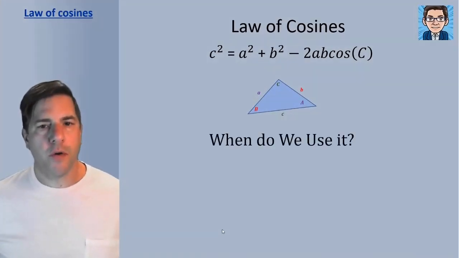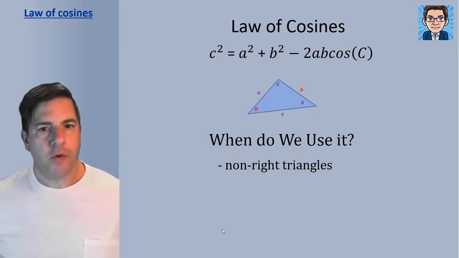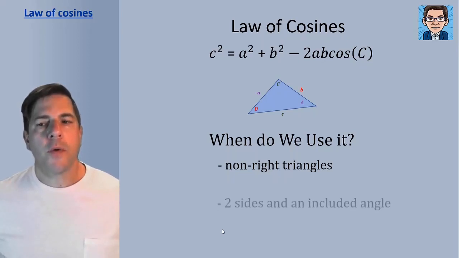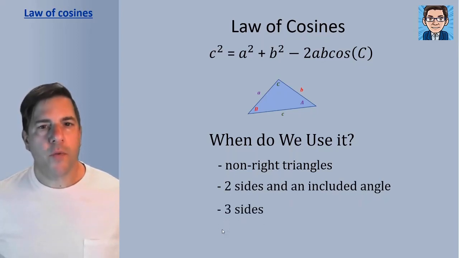So when do we use the law of cosines? First of all, we use the law of cosines for non-right triangles. If we had right triangles, we'd use regular trig functions or the Pythagorean theorem to solve for missing sides and missing angles. Looking at the equation, we've got three sides and an included angle. To solve for one of those, we have to have three of those pieces of information. So either we have two sides and an included angle, or we have three sides. In either situation, we can use the law of cosines to solve for the missing piece of information. Let's take a look at some examples.